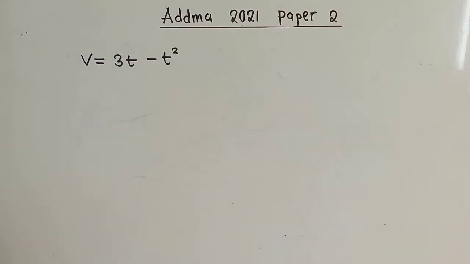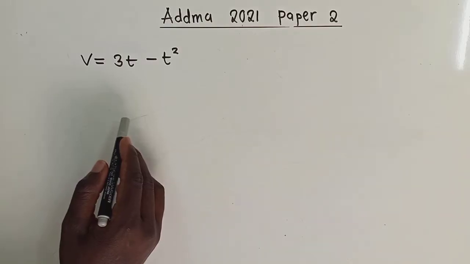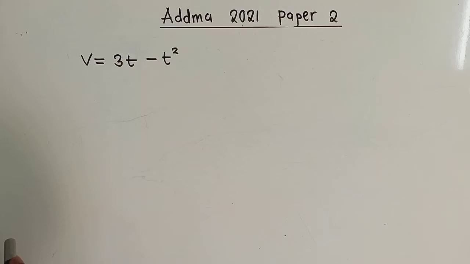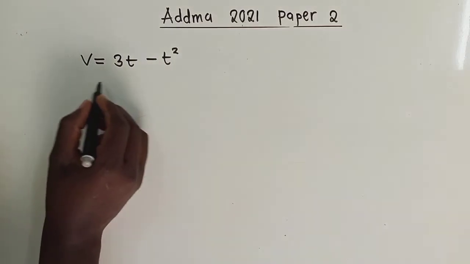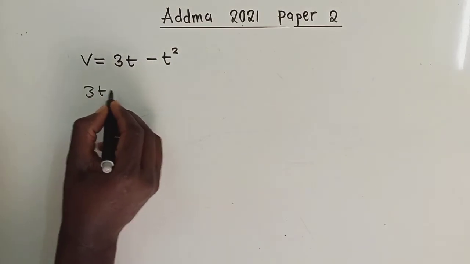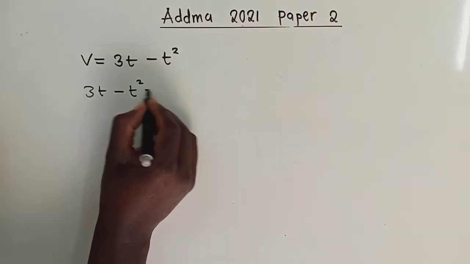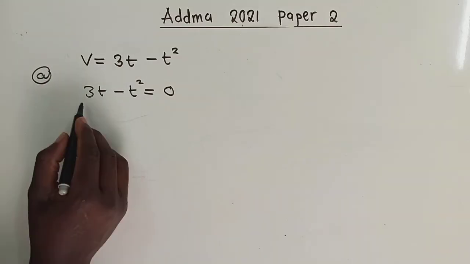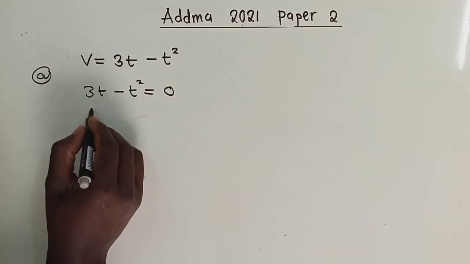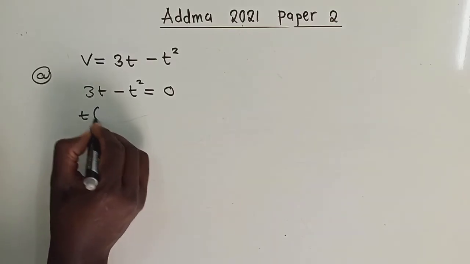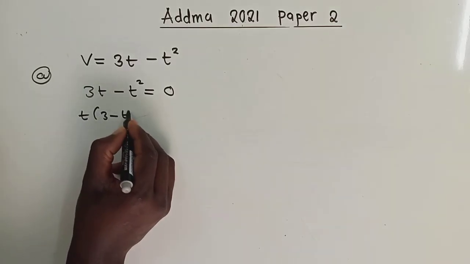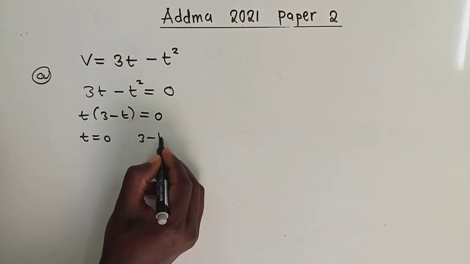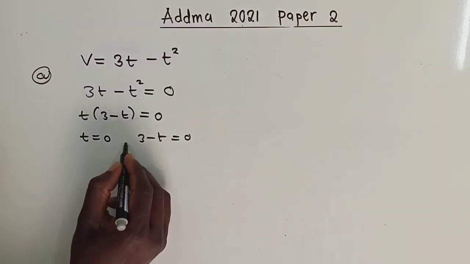So to find the time taken to reach P, we have to equate this velocity to 0. So we say 3t minus t squared is equal to 0. This is question A, okay? So now, once we do this, we can solve. We factor out t, we remain with 3 minus t right here, which is equal to 0. t is equal to 0, and 3 minus t is also equal to 0.